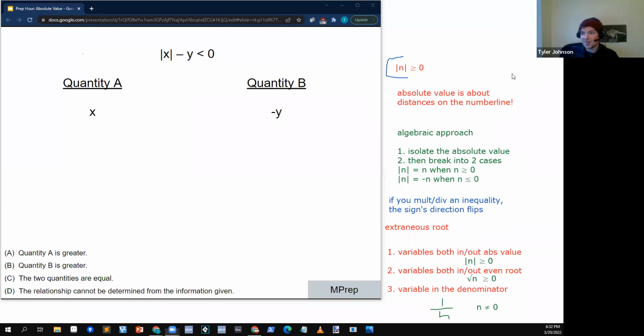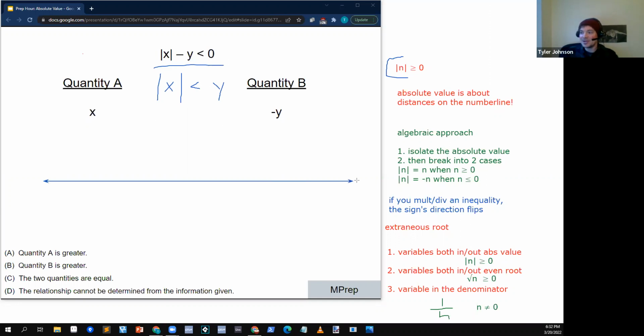First place I'd start in this problem is with our upfront info at the top. Knowing that the absolute value of x minus y is less than 0, that's kind of a strange thing to wrestle with. But I think what makes more sense is if we add y to each side, I get that the absolute value of x is less than y. And I think that starts to really unlock what's the relationship going on here.